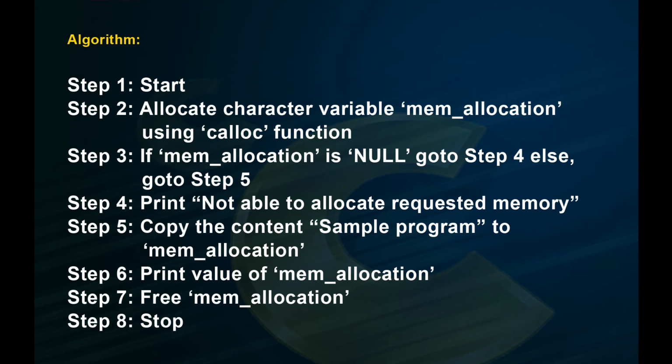Step 3 if mem allocation is null, go to step 4, else go to step 5. Step 4 print not able to allocate requested memory. Step 5 copy the content sample program to mem allocation. Step 6 print value of mem allocation. Step 7 free mem allocation, and step 8 stop.